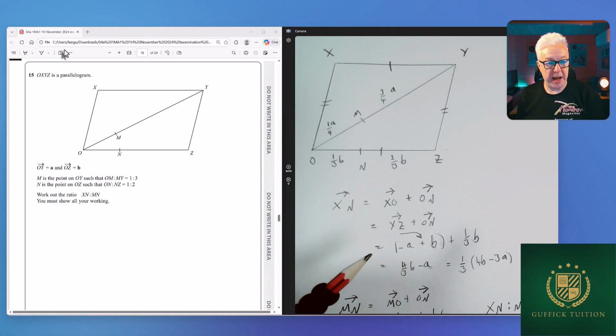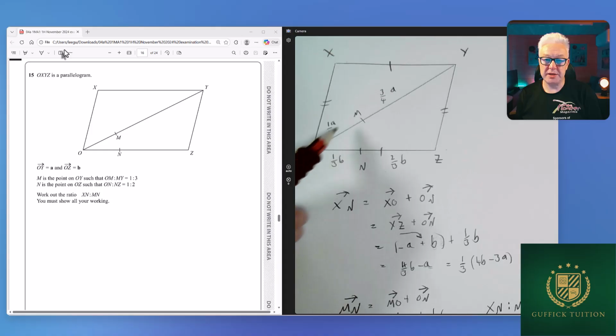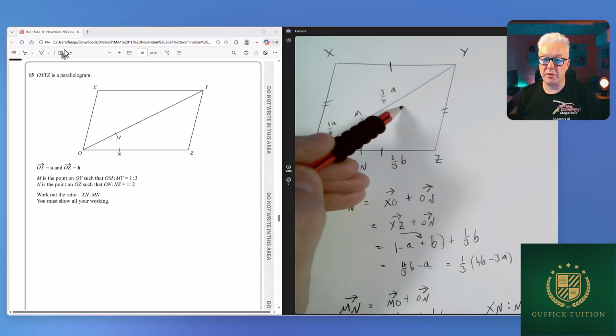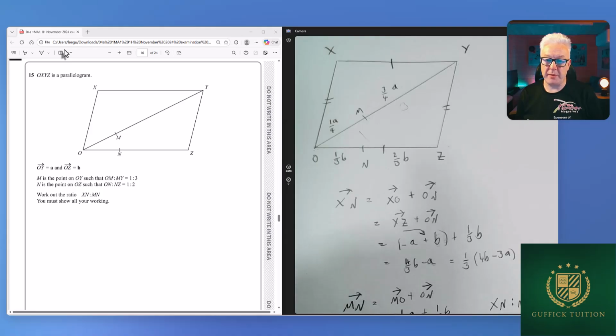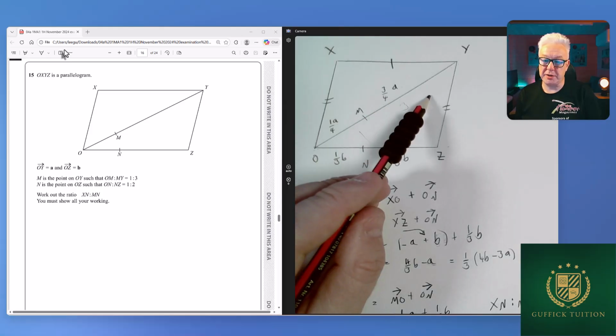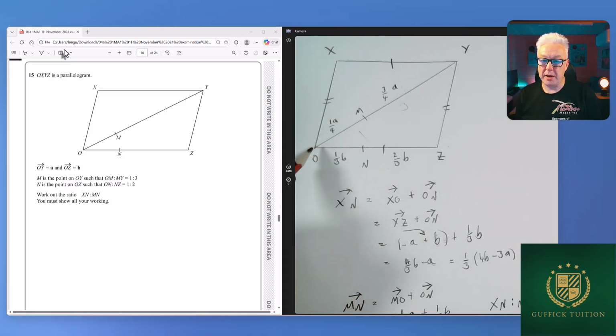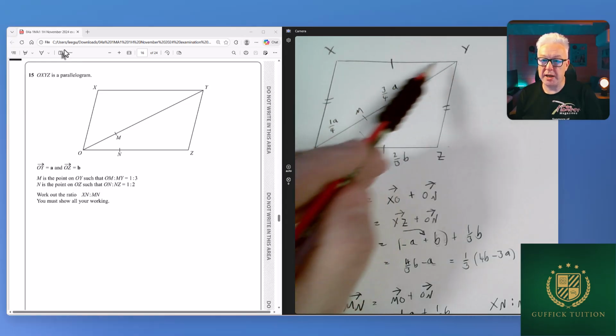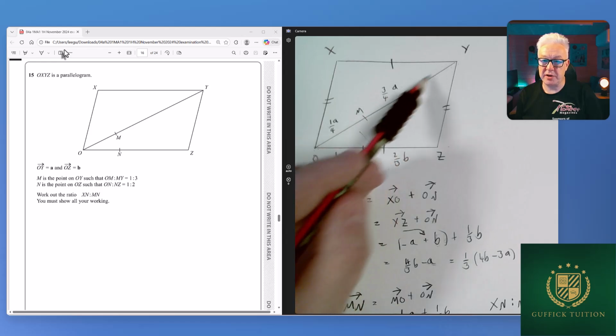We're told that M is the point on OY, such that the ratio of OM to MY is 1 to 3. In other words, this ratio to this ratio is the ratio of 1 to 3. Now, when you've got that, that means that there are 4 parts to the line. So going from O to M is a quarter of A, and going from M to Y is 3/4 of A. So that's the first thing.